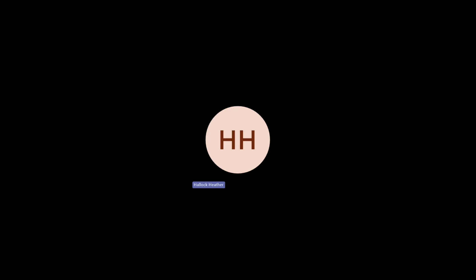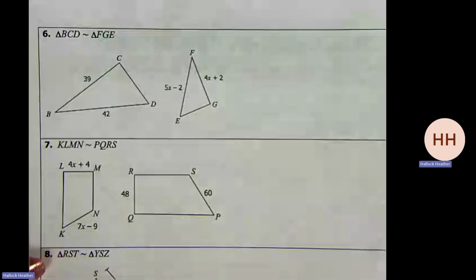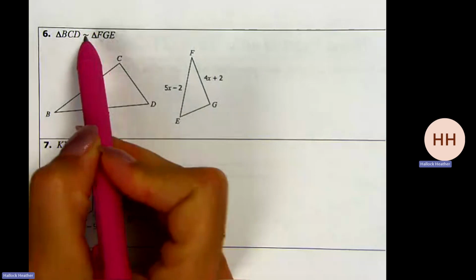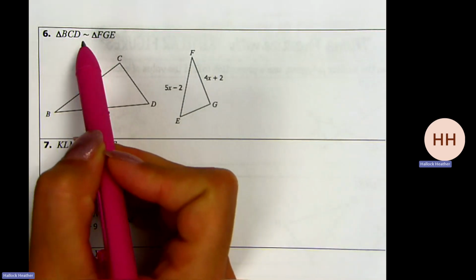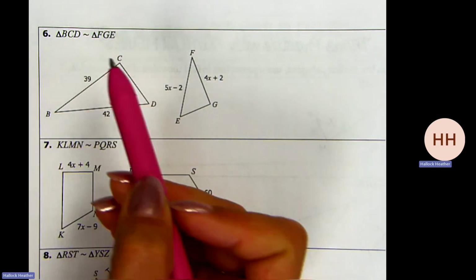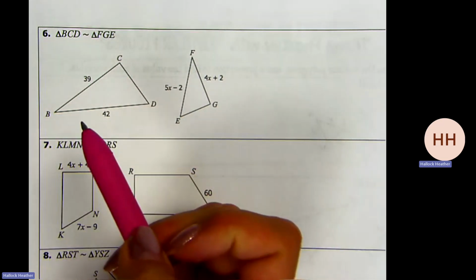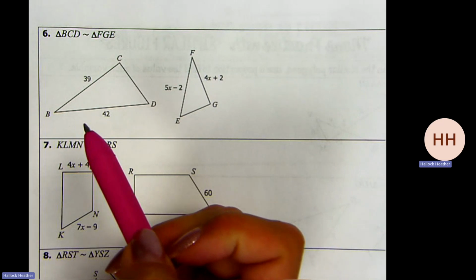On number 6, the first thing that we're going to do is these are similar triangles. That's why it uses the little squiggle, not the equal sign. It's not congruent. You can tell with your eyes that they are not the same size. To set up a proportion, your proportion is going to be the hardest part to set up.